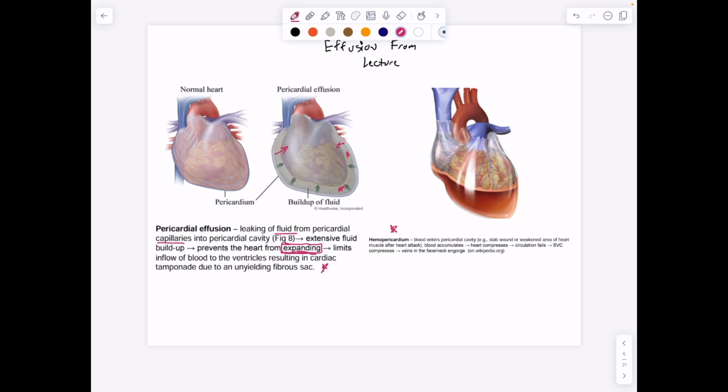And you could see a similar thing with the hemopericardium. If you have blood entering the sac, exact same thing. It's going to be harder for blood to get into the atria, so then you're going to have extra pressure in the superior vena cava, and you'll see that as veins in the neck and head engorge, as you have increased pressure in the superior vena cava, which we know is going to get to your jugular vein, and so you'll have engorgement of those veins.